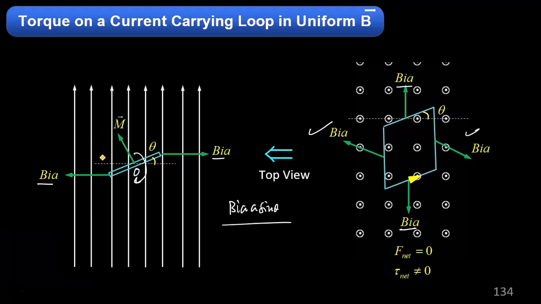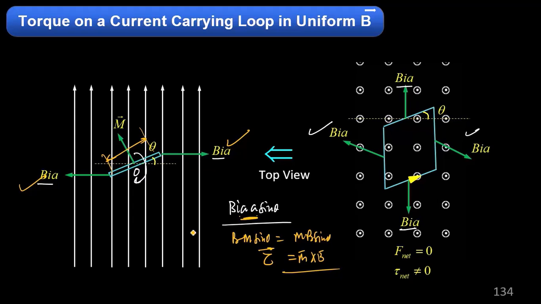This length is A. A sine theta is the perpendicular distance between them. So this is acting as a coupled torque. Equal force acting in the opposite direction will produce a couple. So that is nothing but BIA square. So I into A square is M, BM into sine theta. Or I can write MB sine theta, and that is equals to M cross B. So this is the torque experienced.